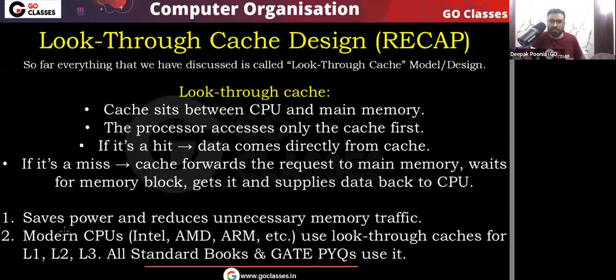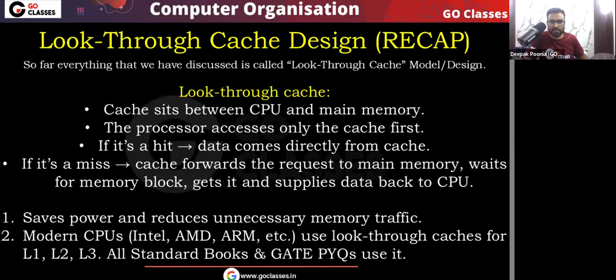Also, let me tell you that in all the modern CPUs, Intel, AMD, ARM, they use look through caches. We will study look aside cache design. There is something called look aside cache design, but that is, I can say, non existent. In the modern processors, that is not used. It was used in the older days only for some specialized systems, or I can say embedded systems. So in the main processors, that is not used.